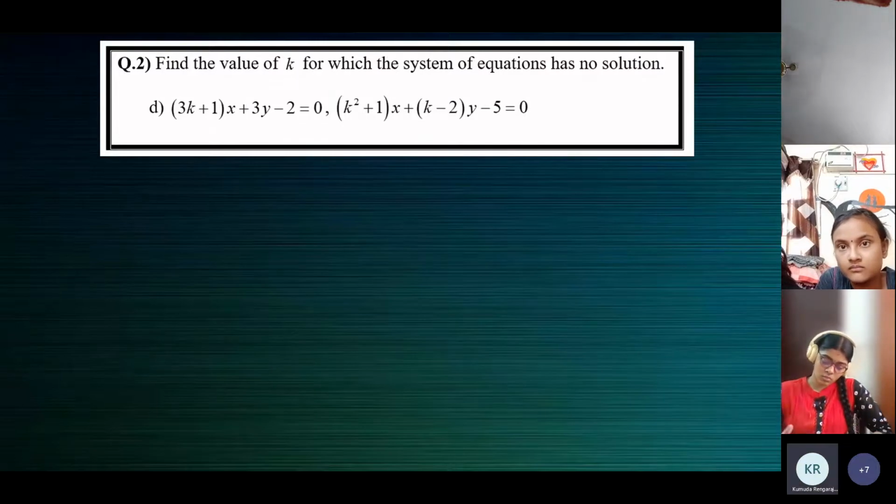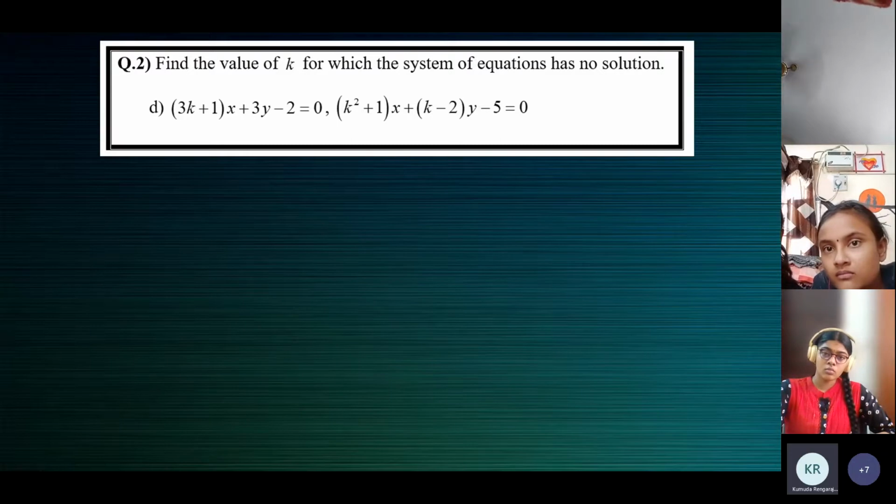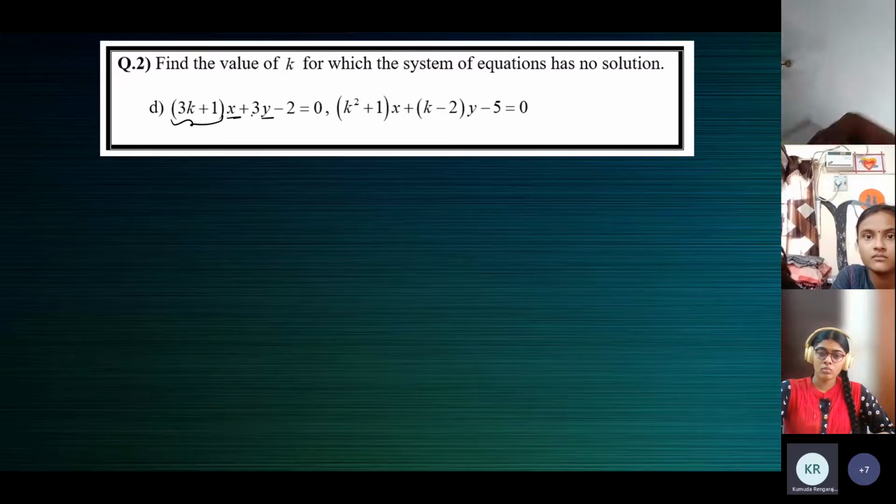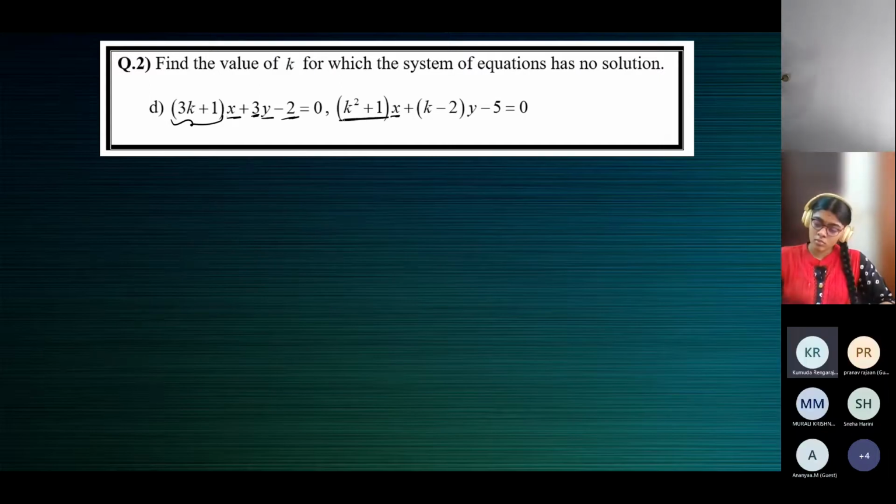Now here, children, the equations are already in the standard form. You can see C1 and C2: minus 2 is equal to 0, minus 5 is equal to 0. See, this is x, this is its coefficient. This is y, its coefficient, and this is the constant. This is the x term, this is the coefficient of x, this is the y term, y its coefficient, and this is the constant.